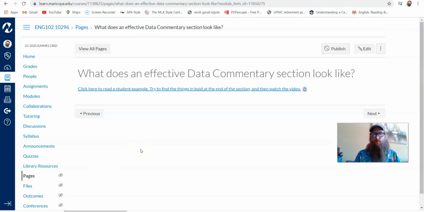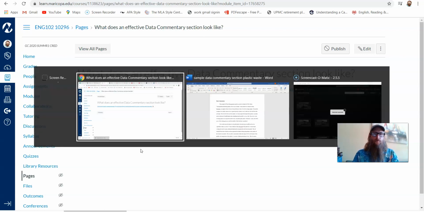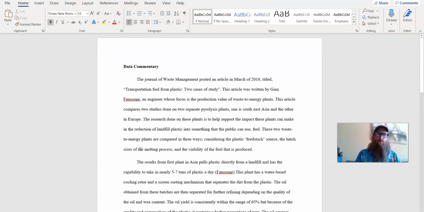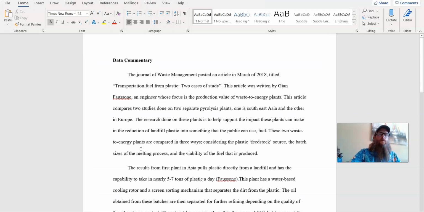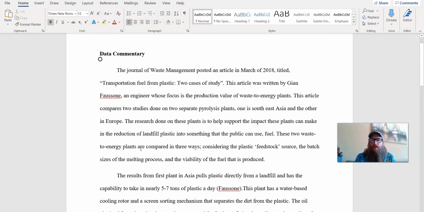So if you remember when we talked about the introduction section, I used a sample from the social media group. This time I'm going to use a sample paper from the plastic waste group. Her subtopic had to do with the use of plastic to develop fuel oil, which is an absolutely fascinating subtopic that I was not even familiar with before the student set out on her research. That is a sign of effective research, right? One of the many signs. But let's go ahead and look at this.